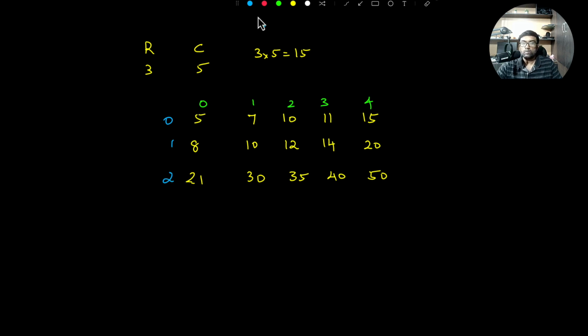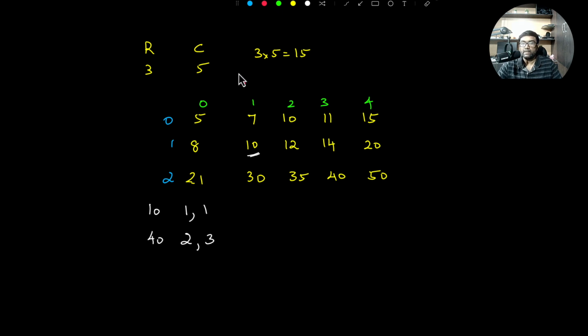Now what we should do is represent these index values, the row index and column index, using a single integer. Let's take 10. For 10, the row index is 1 and the col index is 1. For 40, the row index is 2 and the col index is 3. So how do we represent them using a single integer?